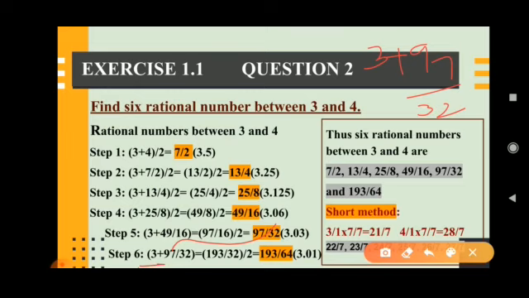If I take 97 and 32, what will we get? 32 3s are 96. So 96 plus 97 is 193, whole divided by 32, and again whole divided by 2, half. So 193 whole divided by 32 2s, which is 64. So 193 by 64, which is 3.01. Again it is in between 3 and 4.